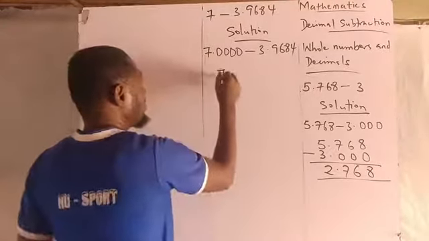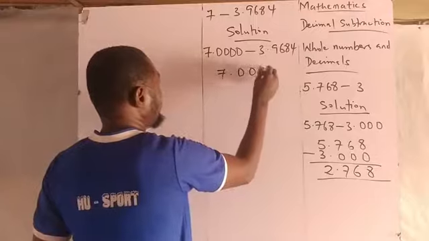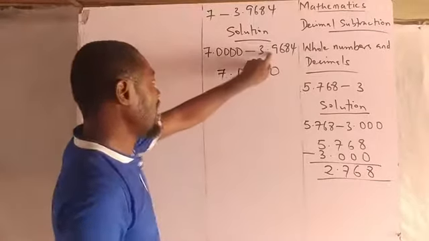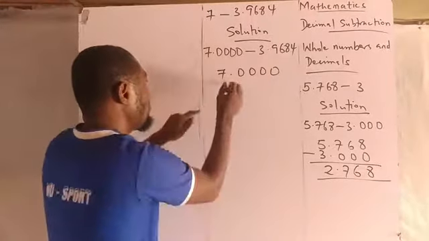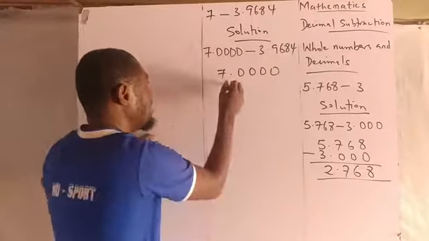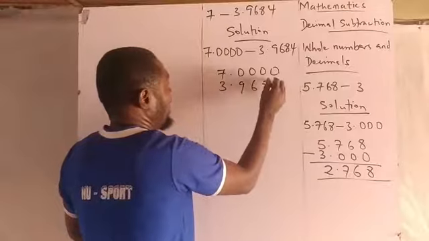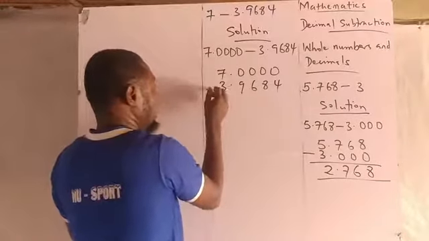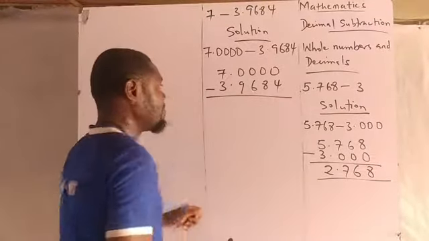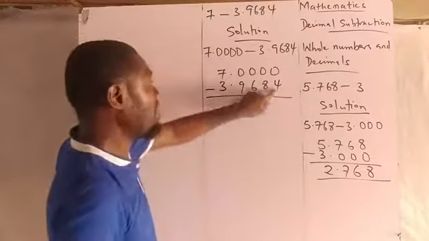You have 7.0000. Then your decimal point should tally with this other one. You have your point under. Before the point, you have 3. Then you have your 9. After the point, 6, 8, 4. Put your operational sign, take away. Draw your line. 0 take away 4 is not possible. And I cannot borrow from 0. I will borrow from 7 right now.